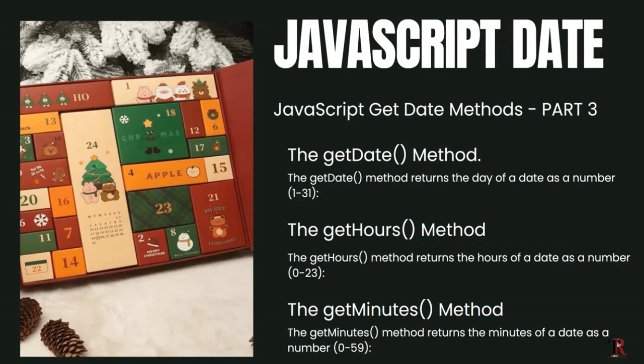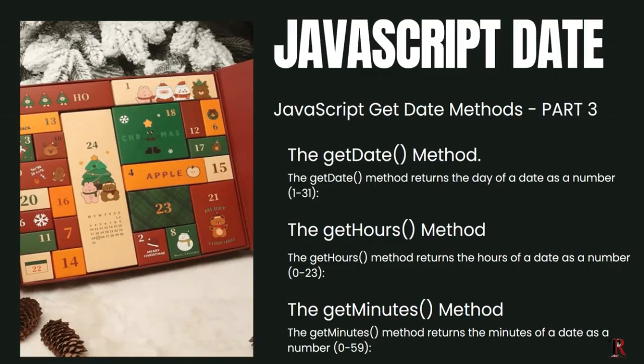We are still on get date methods in JavaScript. We've looked at the getFullYear method, we've looked at the getMonth method. And in this particular lesson, we'll be taking a look at three other different get date methods. The first is the getDate method. The getDate method returns the day of a date as a number, 1 to 31.